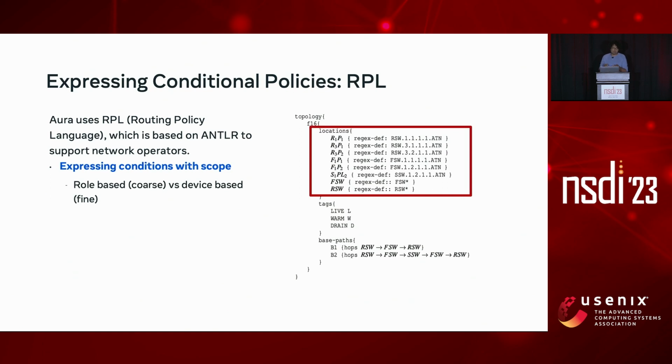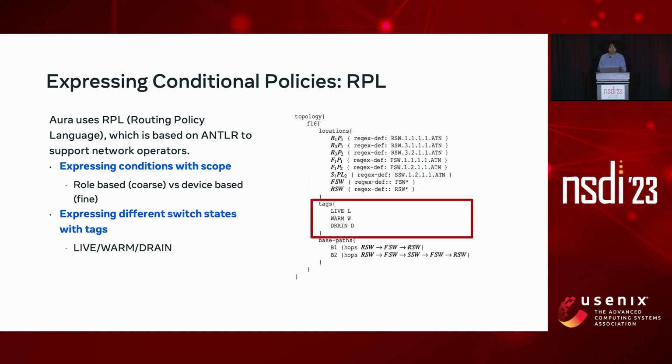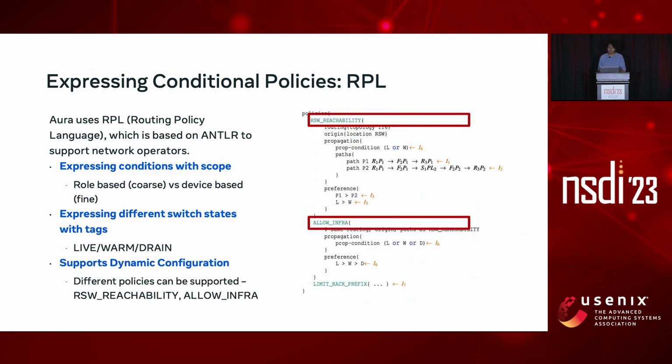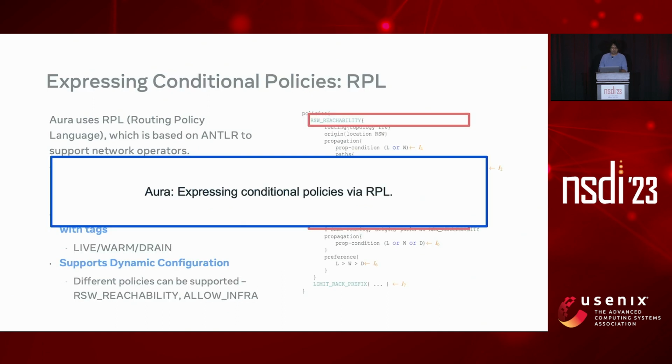RPL allows network operators to have a broad range of scope definitions. That is, they could define policies based on roles, or they could define policies based on individual switches as well. They also allow operators to specify the different device states and define different intents or policies based on them. Finally, they also allow dynamic configuration, that is, identifying different policies within one single configuration and allowing them to switch based on certain conditions. In this example, we have defined two different policies, which are RSW reachability and allow infrastructure. So Aura allows this expression of conditional policies via RPL. Please have a look at our paper for more details on RPL.